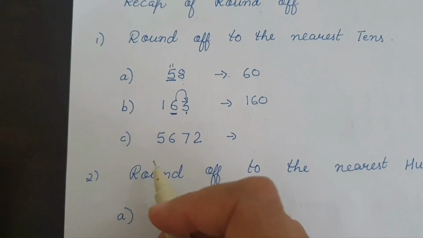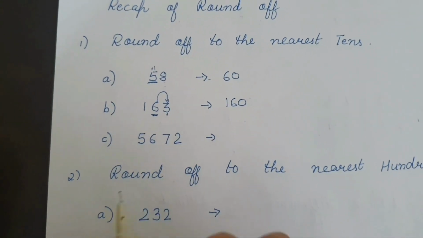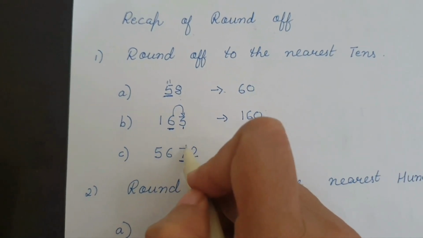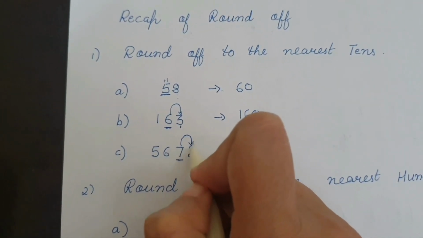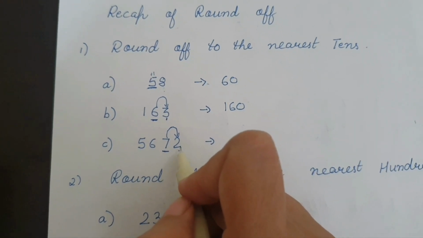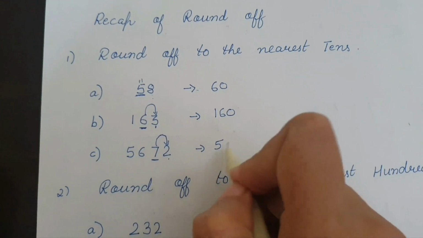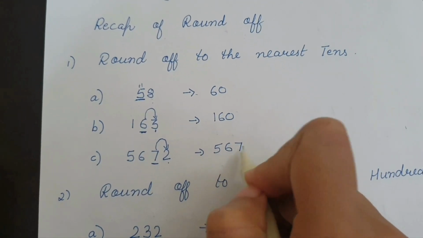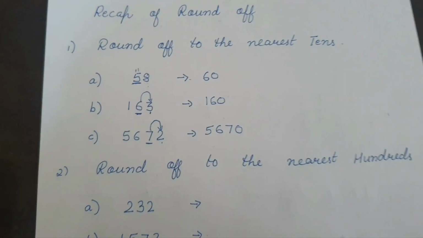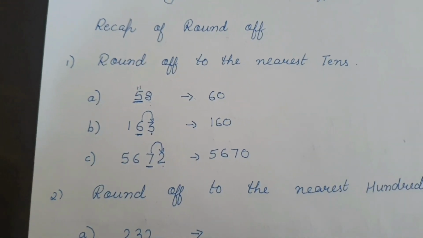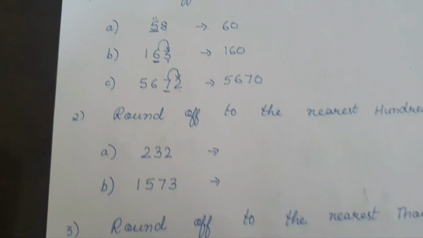Now see the next one, 5672. So let us underline the tens place. This is 7. Just see the digit after this. It is 2. 2 is again less than 5. So no change will be there. We will just write 5, 6, 7, 0. So this is the round off for 5672 at which place? Tens place.